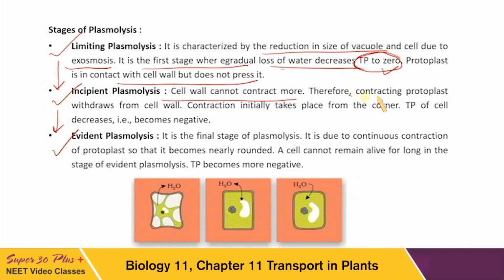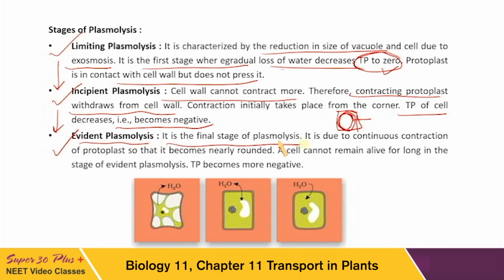It continues. If it is kept in hypertonic solution and this process continues, then the cell wall cannot contract more, therefore the contracting protoplast withdraws from the cell wall, and the cytoplasm starts to leave the cell wall, especially at the corners. The cell wall and the plasma membrane will get detached. Here we can identify them separately, and the turgor pressure of the cell will decrease and become negative. If the process continues even now, that is known as evident plasmolysis.